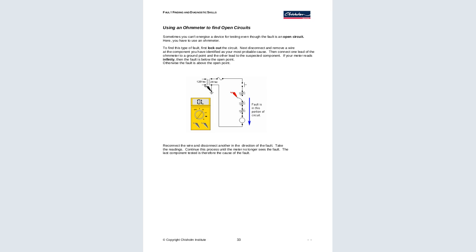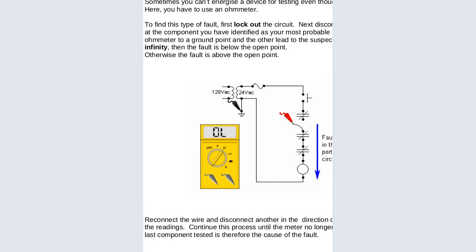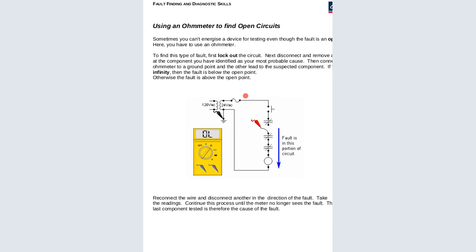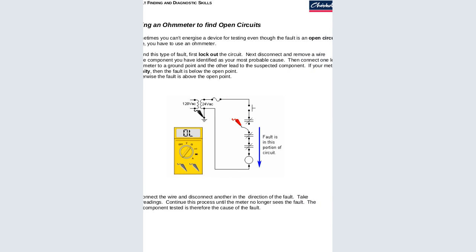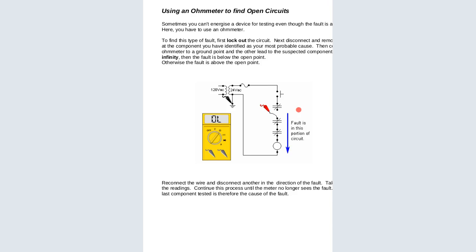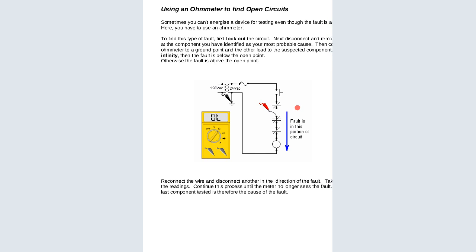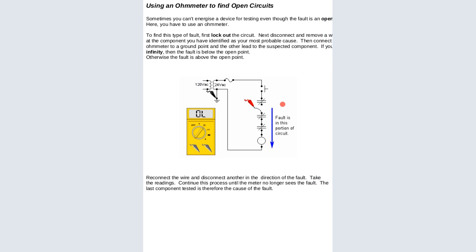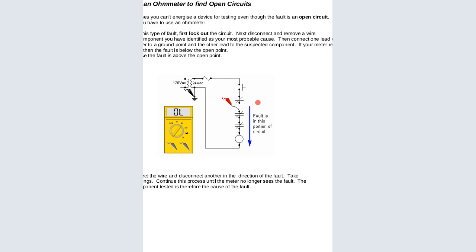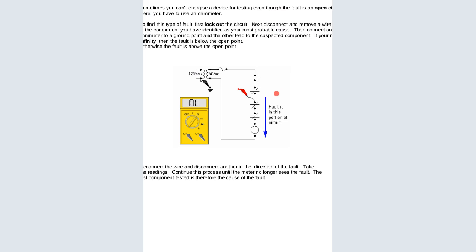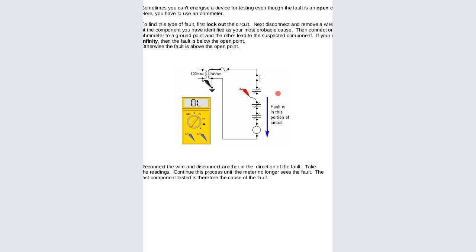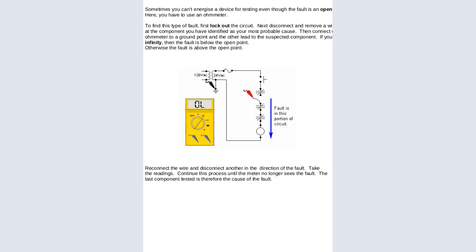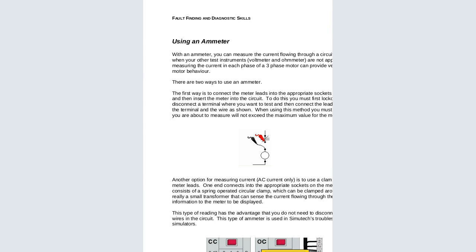You can now see there. Using an ohmmeter, find an open circuit. Now that is the procedure. I'll give you these notes so that you can look at them. To find the type of fault, first lock out the circuit, next disconnect and remove the wire and the component you have identified as your most probable cause. Then connect one lead of the ohmmeter to the ground point and the other lead to the suspected component. So that is how to check it out.